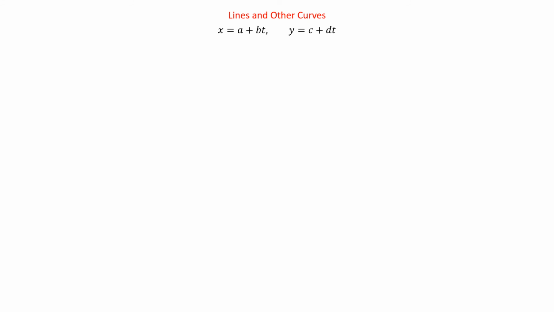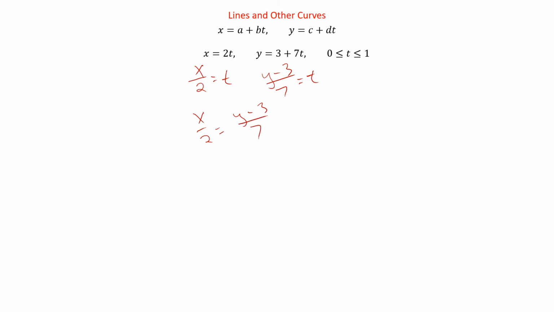So as opposed to doing it with all the variables, let's switch. We have x equals 2t and y equals 3 plus 7t. And then t goes from 0 to 1. So the first thing, we're going to get t by itself. Here we can divide by 2. x over 2 equals t. Here we can subtract 3 and divide by 7. (y minus 3) over 7 equals t. The t's are together, so we can set them equal. x over 2 equals (y minus 3) over 7.